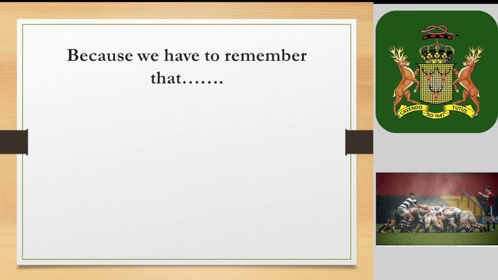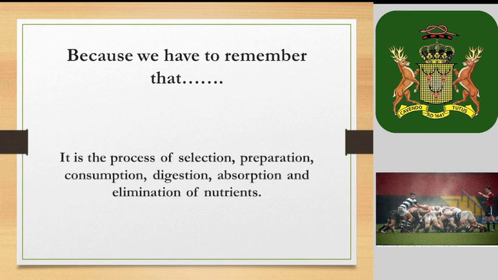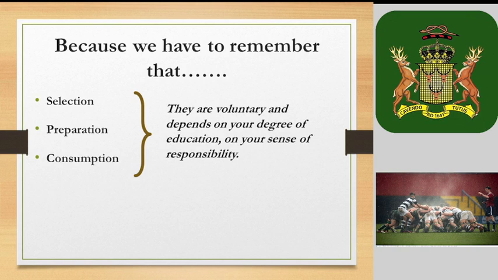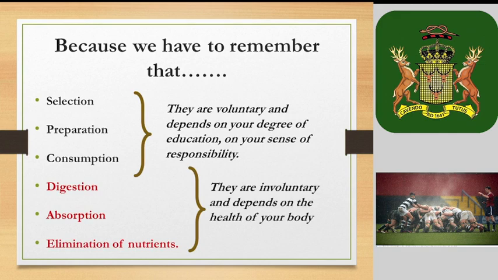Because we have to remember that it is a process of selection, preparation, consumption, digestion, absorption, and elimination of nutrients. That means that you, me, and all people have responsibility for part of this process. Selection, preparation, and consumption are voluntary and depend on your degree of education and your sense of responsibility. Digestion, absorption, and elimination of nutrients are involuntary and depend on the health of your body.